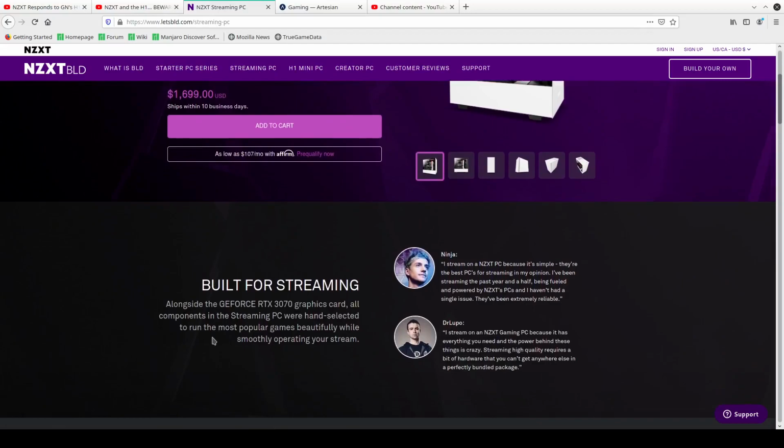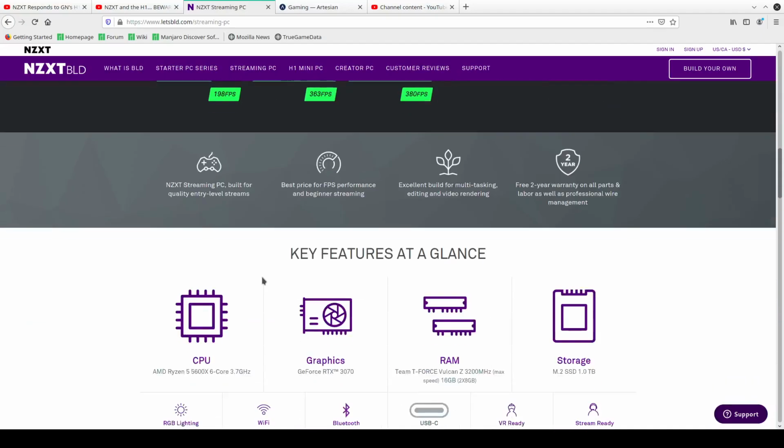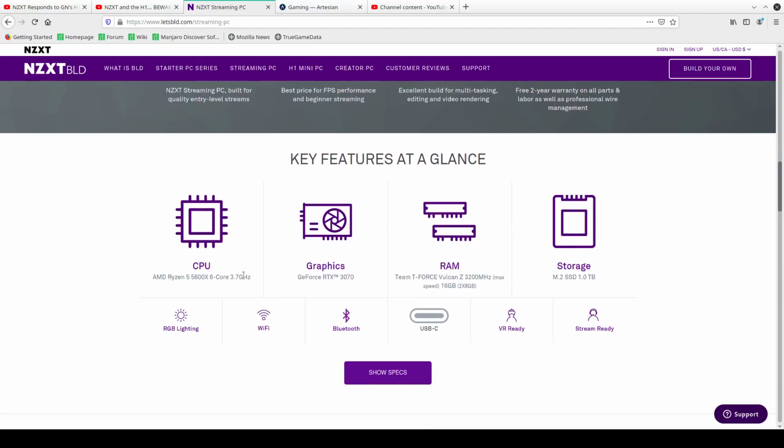If you go to the NZXT build page and scroll down, you'll see that Ninja and Dr. Lupo are mentioned right here on the page. We'll get back to that in a minute because that's a problem. But the problem I want to focus on right now is the configuration. To most people, they'll be like, this is not a problem, but it actually is.